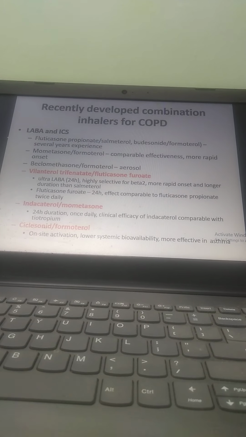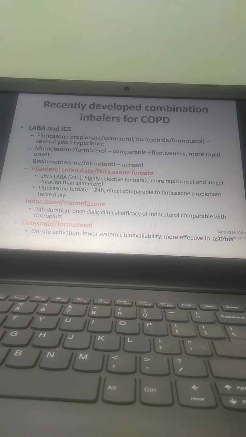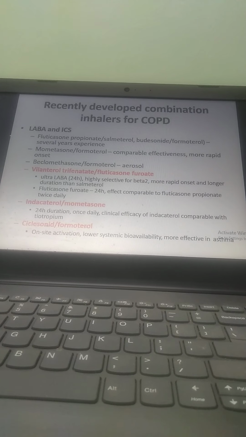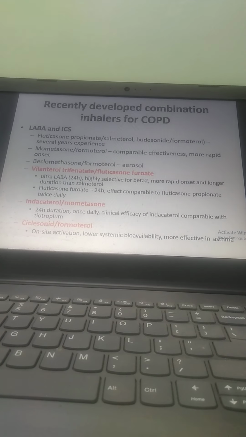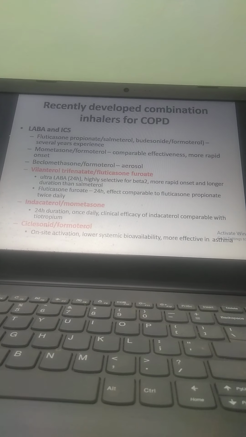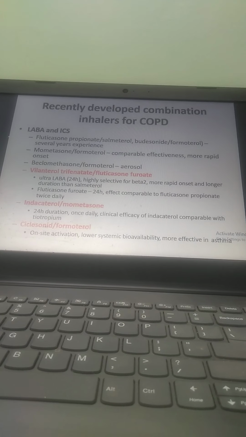Now, recently developed combination inhalers for COPD: we have LABA and ICS. Like fluticasone propionate with salmeterol, budesonide with formoterol, with several years of experience. Then mometasone and formoterol, with comparable effectiveness and more rapid onset. Beclomethasone and formoterol aerosol.